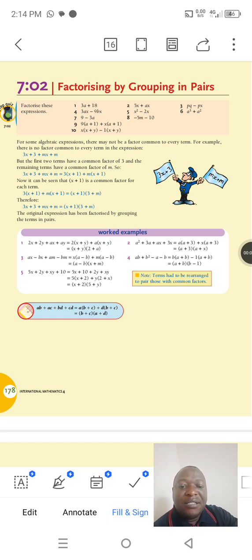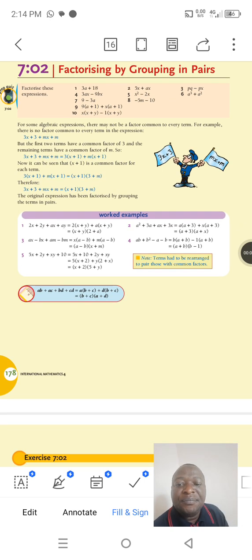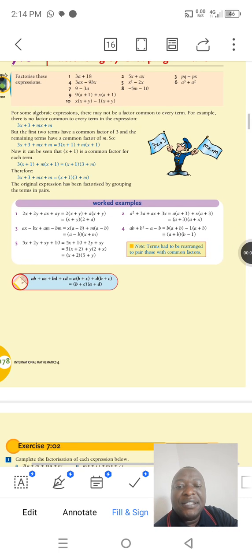For example 3, factorize ax minus bx plus am minus bm. If we pair the first two terms, that is ax minus bx, it has a common factor of x. If we pair am minus bm, the common factor is m. So this one we can group directly, then go ahead and factorize.